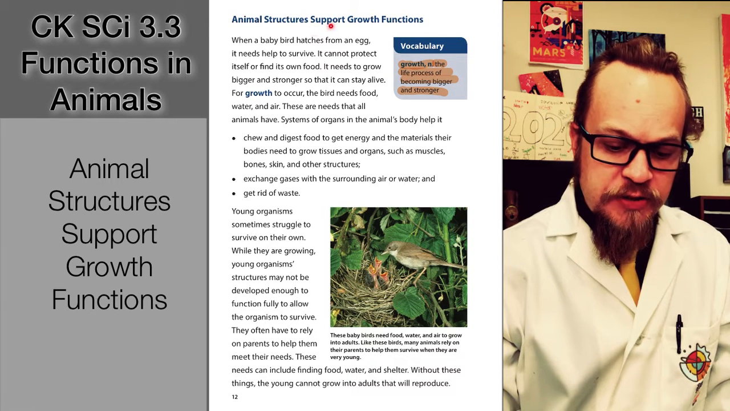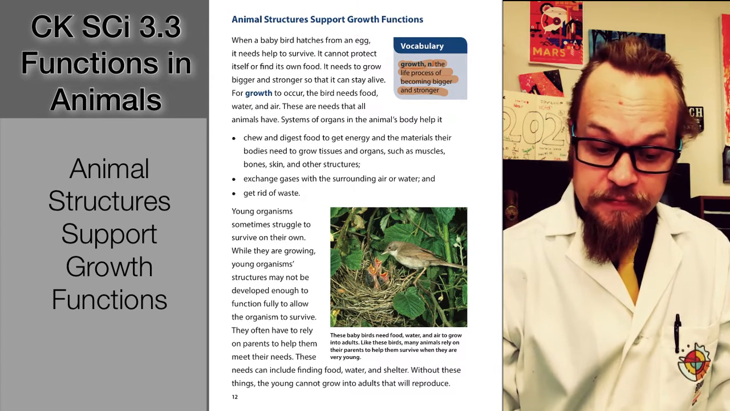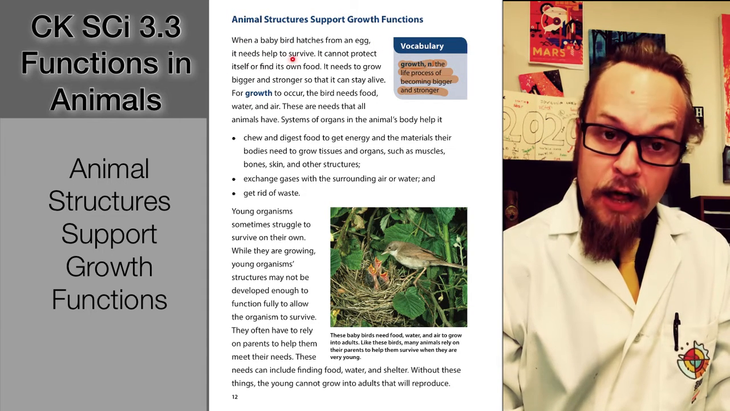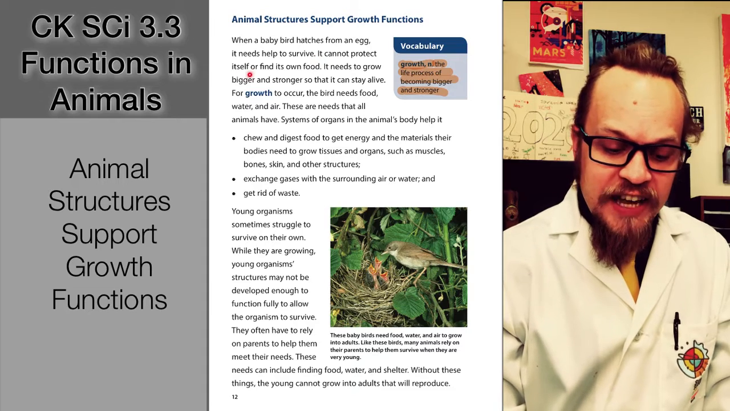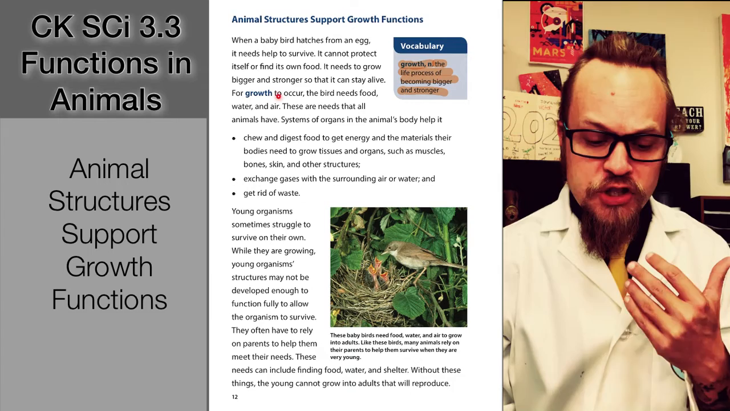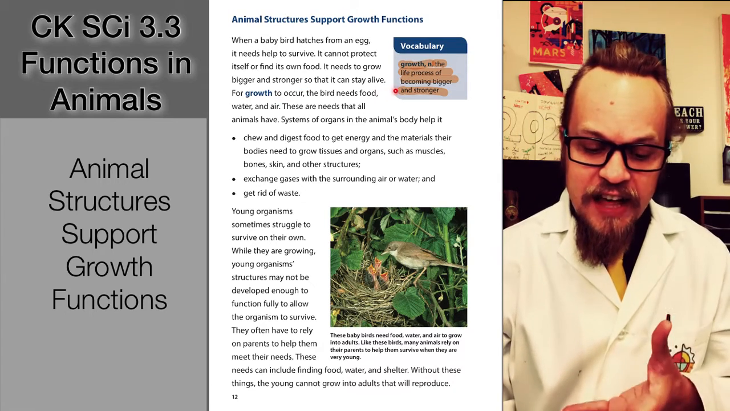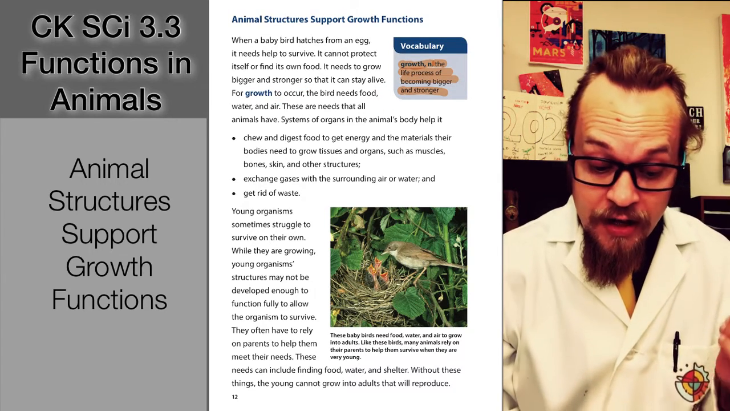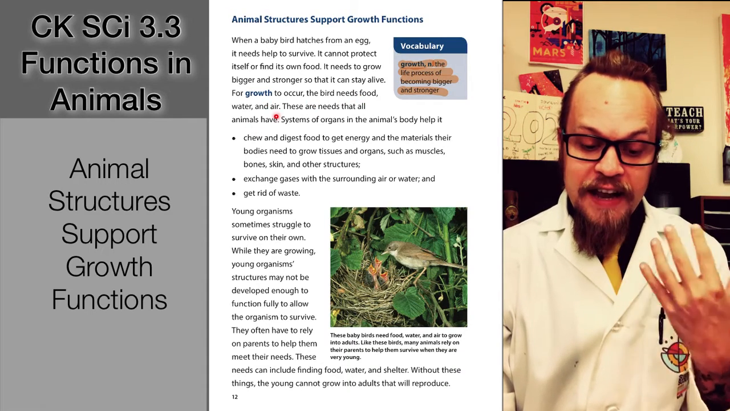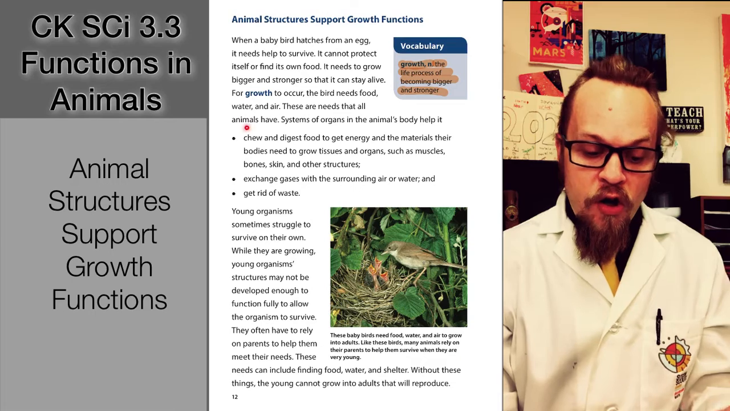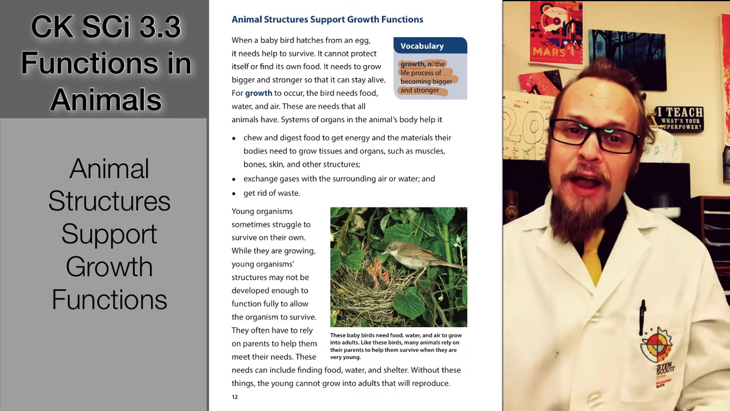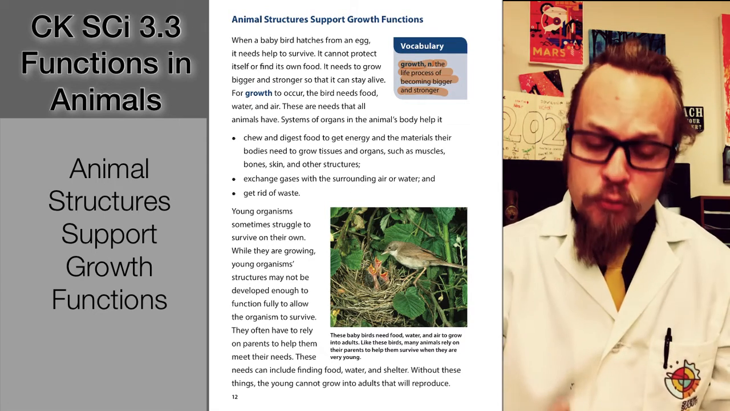Animal structures support growth functions. When a baby bird hatches from an egg, it needs help to survive. It cannot protect itself or find its own food. It needs to grow bigger and stronger so that it can stay alive or survive. For growth to occur, the bird needs food, water, and air. These are needs that all animals have. We need food, we need water, we need air, and the more we have, the more we can grow.